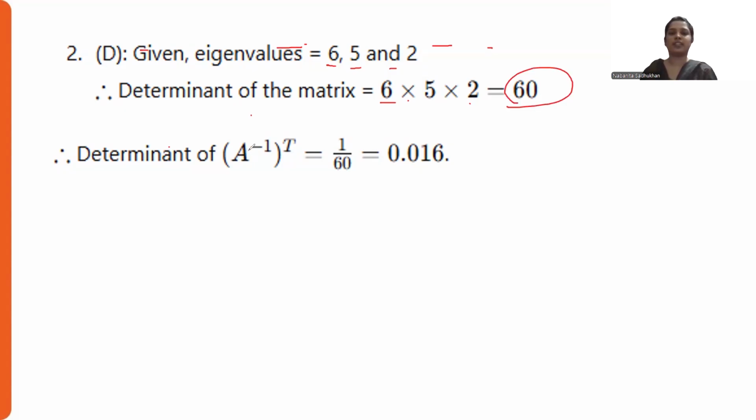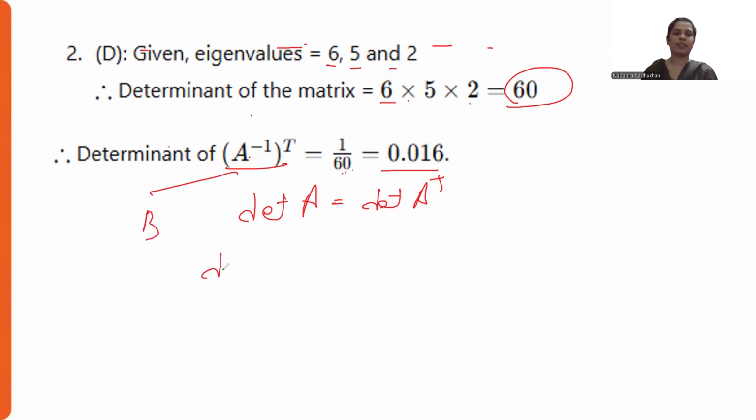Now, if you want to find the determinant of A inverse, it is 1 by determinant of A, which is 1/60, and this is going to be 0.016. If we consider A inverse to be matrix B, then we can say that determinant of B is equal to determinant of B transpose. So from there, we know that determinant of A inverse is what?